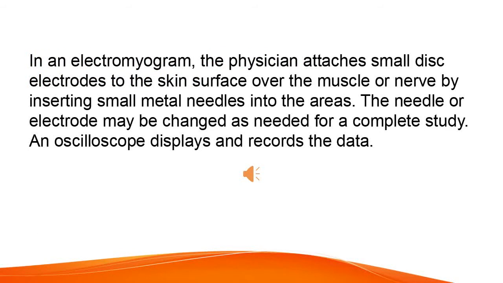In an electromyogram, the physician attaches small disc electrodes to the skin surface over the muscle or nerve by inserting small metal needles into the areas. The needle or electrode may be changed as needed for a complete study. An oscilloscope displays and records the data.